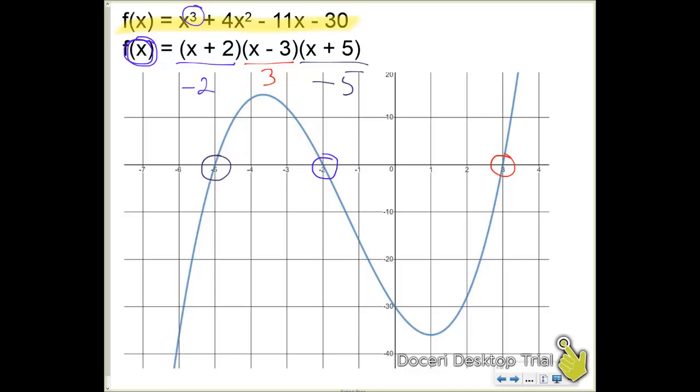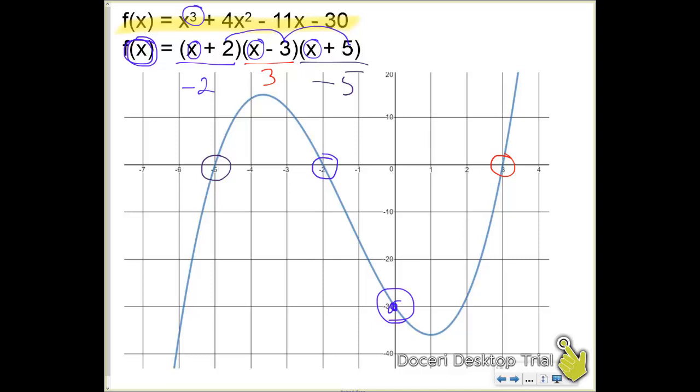Now we might also notice that the y-intercept down here is negative 30. And don't forget, the y-intercept always occurs when you put a 0 in for x. So if I put a 0 in for x here, here, and here, what I end up getting is my y-intercept is 2 times negative 3 times 5, which will equal negative 30. So we can actually identify the y-intercept as well on our graph. So we can identify the real roots by using the factors. We can also substitute a value in for 0 and multiply what's left over to get the y-intercept.